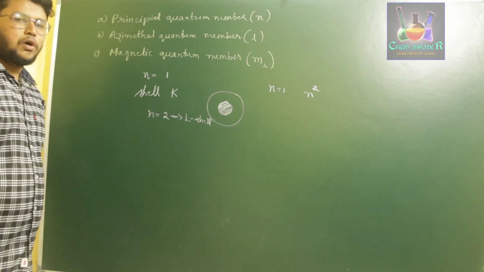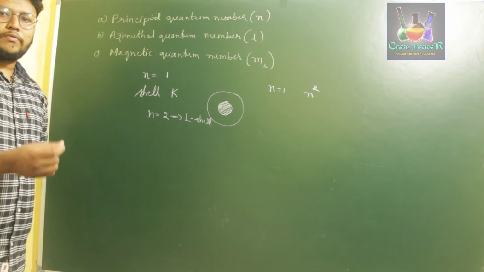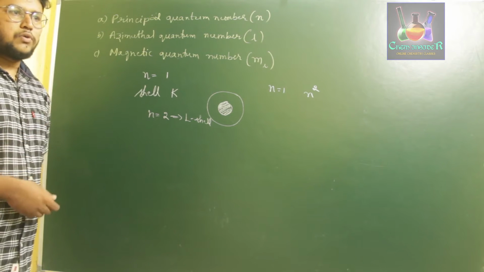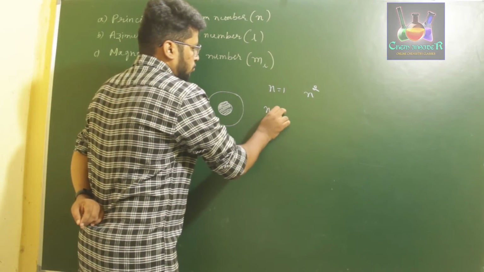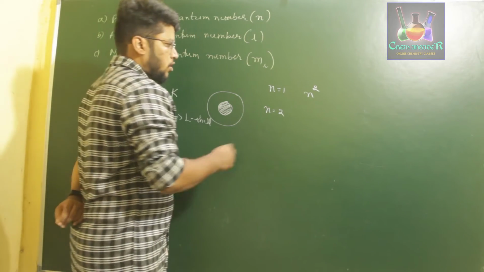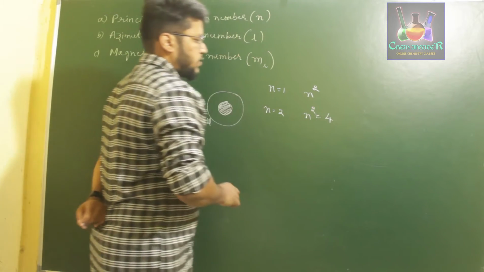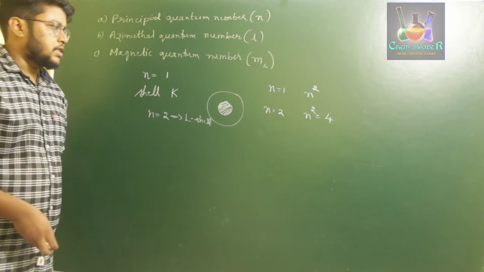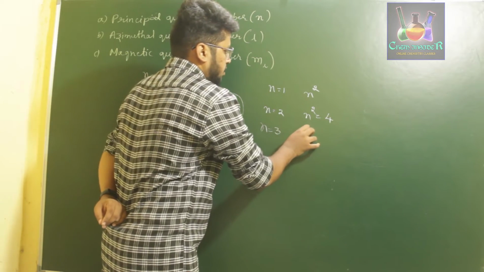So the total number of atomic orbitals present for a given value of n will be equal to its square value. Let us say if you consider the L shell, that is n equal to 2, then it has orbitals equal to n square, that is nothing but 4 orbitals. So for the L shell, we will find 4 orbitals. For n equal to 3, we have n square as 9.